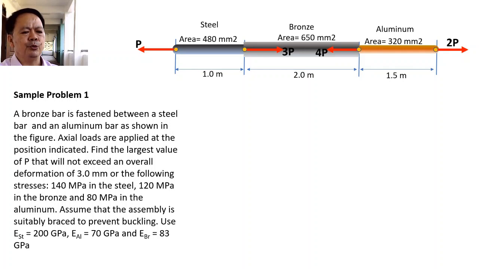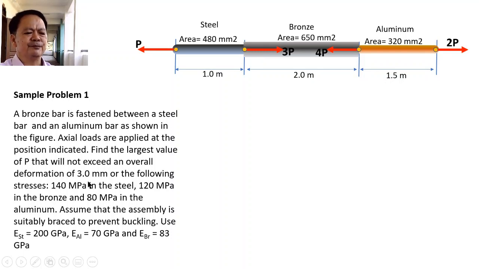And from here, we are required to determine what is the magnitude of this P that would not cause an excessive stress, or stress more than 140 in the steel, 120 in the bronze, and 80 in the aluminum. And the total deformation of this composite bar must not be more than 3.0 millimeters.